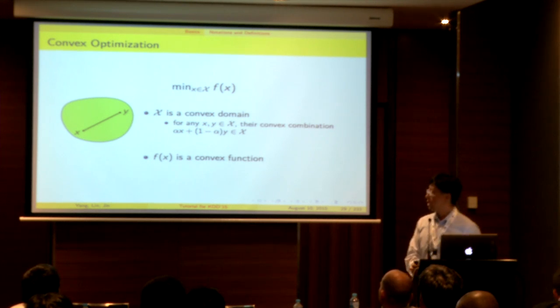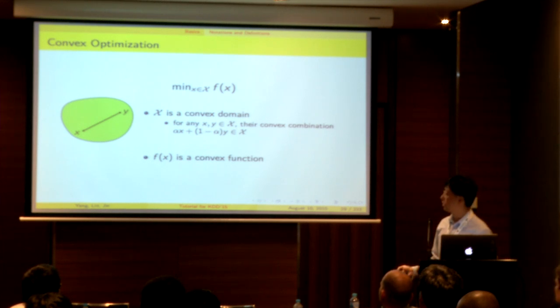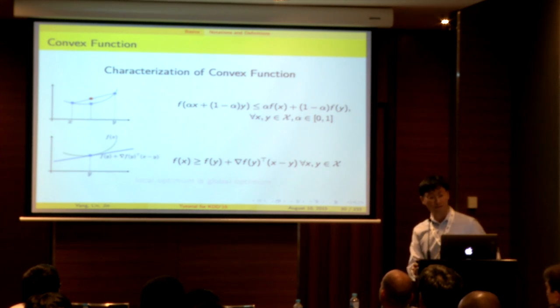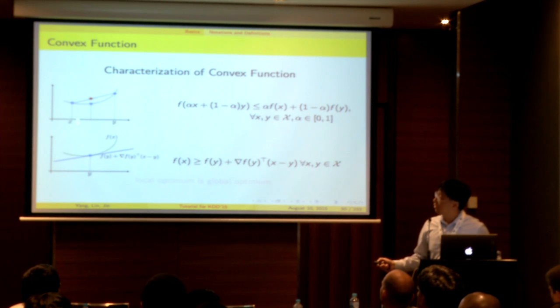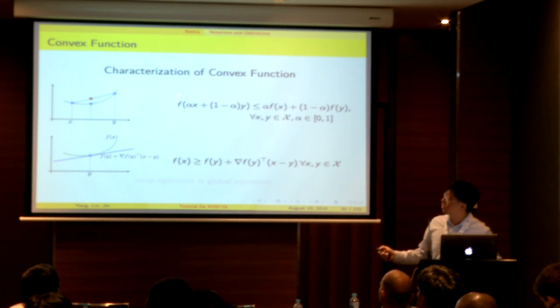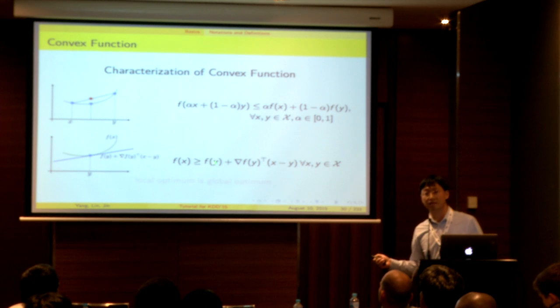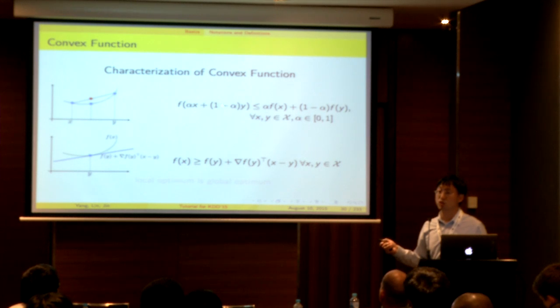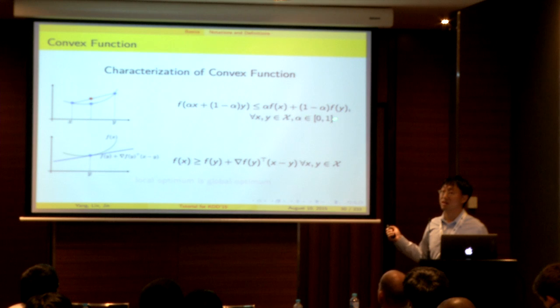For a convex function, there are different definitions. If we use the function value to define it, you can take two points x, y and compute a convex combination, which is alpha x plus 1 minus alpha times y. For that point, you compute the function value. A convex function always satisfies this inequality: the function value of the convex combination is always less than or equal to the convex combination of these two function values.